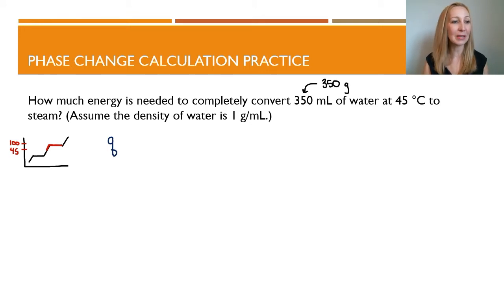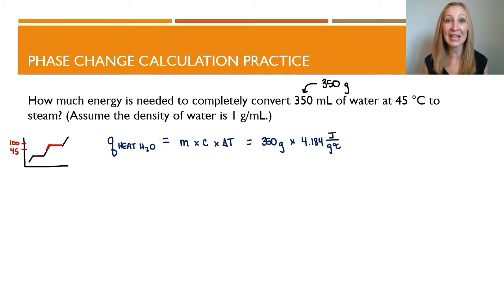So the first step is, and I'm going to just label this here, heating water. So how much energy does it take to heat that water? We're going to use our MC delta T because we're heating it. There's a temperature change. So the mass of the water is 350 grams because of that density there. And the C, or the specific heat capacity of water, is 4.184 joules per gram degree Celsius. And now I'm heating it from 45 up to 100. That's a temperature change of 55 degrees Celsius.